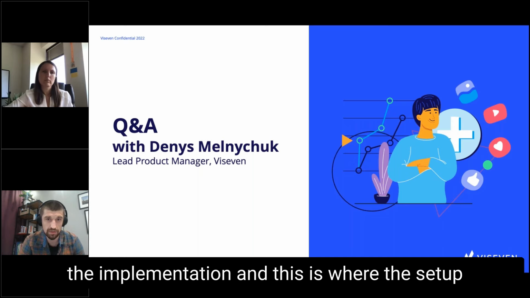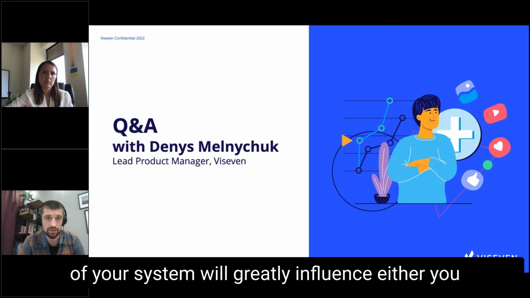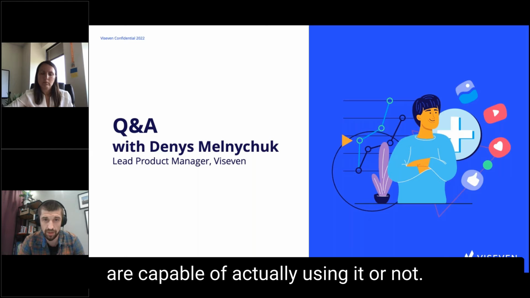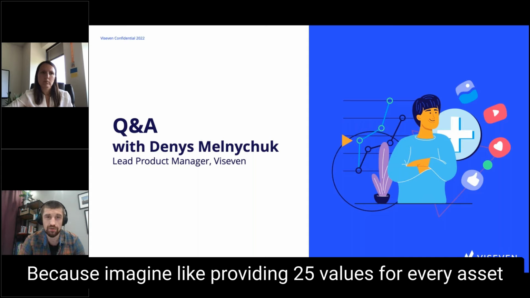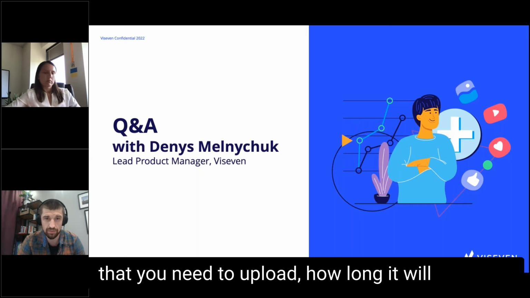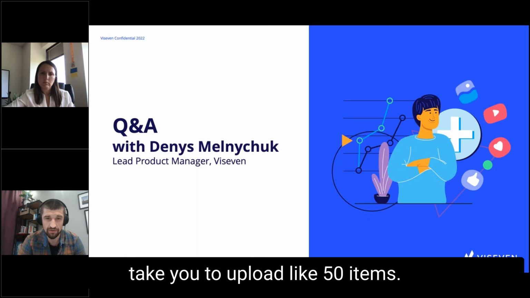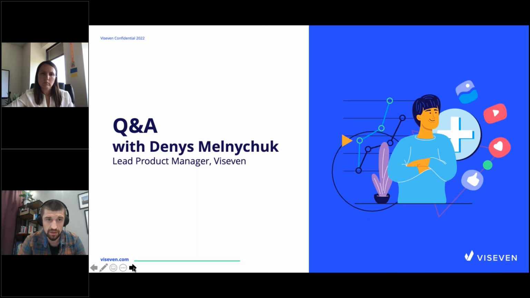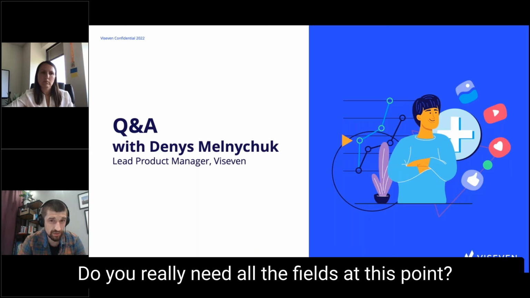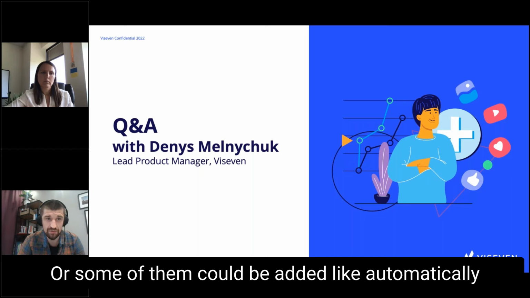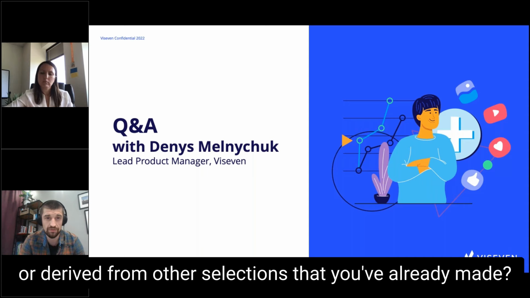And this is where the setup of your system will greatly influence whether you're capable of actually using it or not. Because imagine providing 25 values for every asset that you need to upload. How long will it take you to upload 50 items? Do you really need all the fields at this point, or could some of them be added automatically or derived from other selections that you've already made?